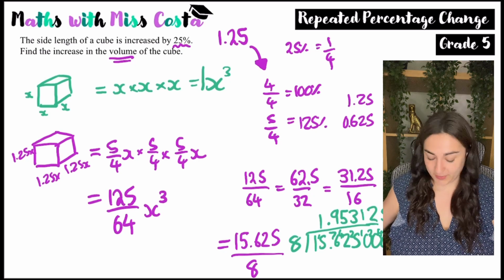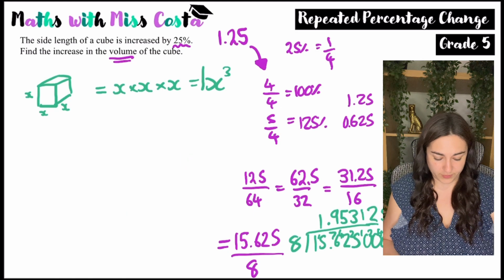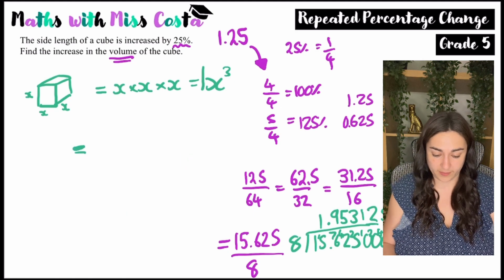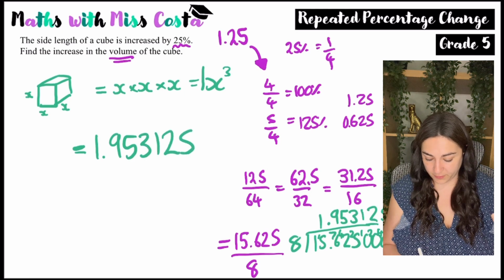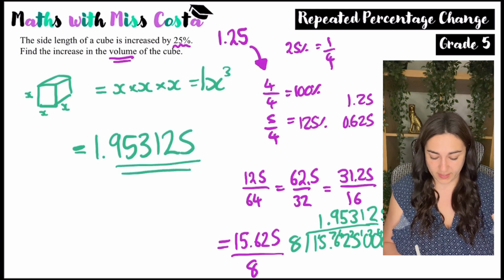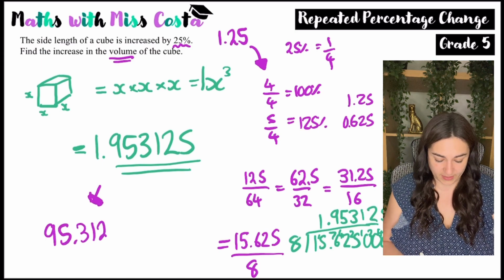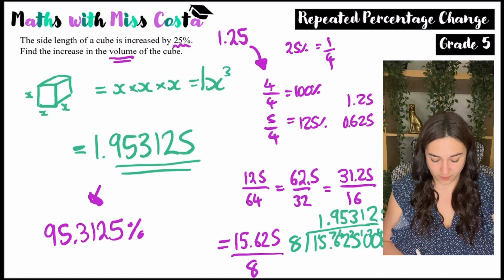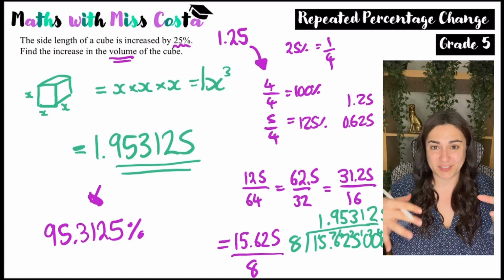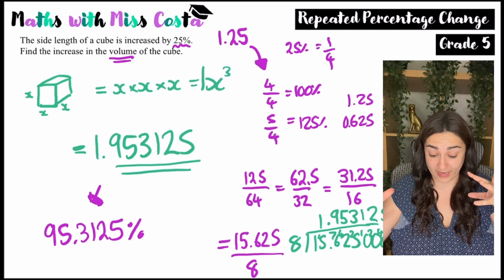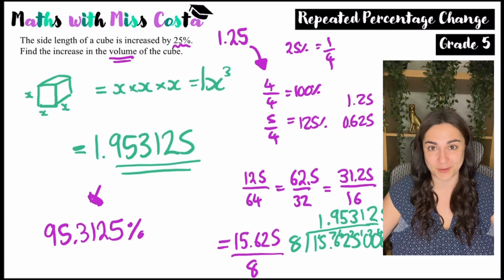So your total increase, if the original volume of your original cube was just 1, your new cube is going to be 1.953125. So the percentage increase is 95.3125%. So it's almost doubled. But yeah, a little bit tricky, especially if it's a non-calculator paper. If it was calculator, lovely. You just do 1.25 times 1.25 times 1.25.